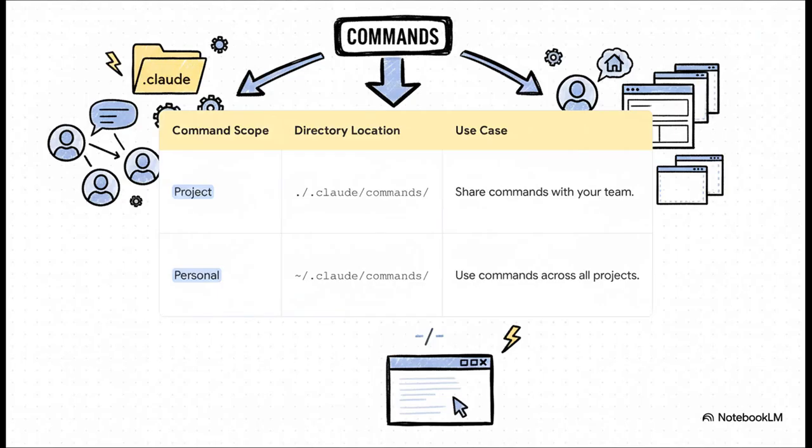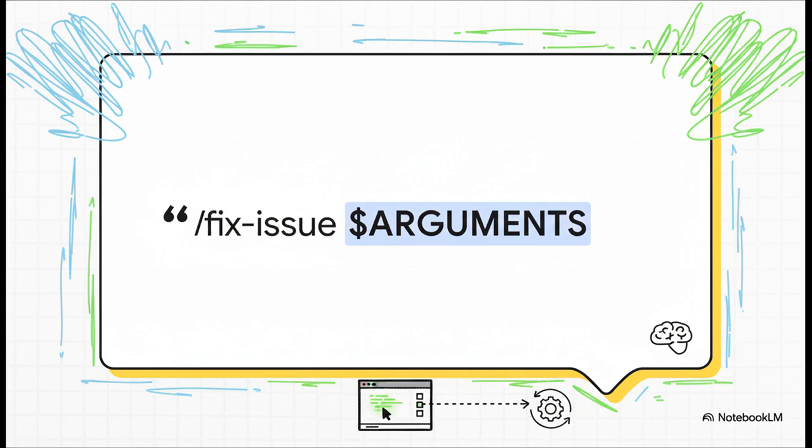To make things even faster, you can create your own custom slash commands. And what's really neat is if you put them in your project's .claude folder, they're automatically shared with your whole team. Or you can make personal ones in your home directory, and they'll be there for you no matter which project you're in. And these commands aren't just static either. You can make them dynamic. Using this $arguments thing, you can create these flexible templates. So a command like /fix_issue123 could be set up to automatically go grab the details for that ticket and kick off the whole debugging process. It's like building your own little automation tools, perfectly tailored to how you work.